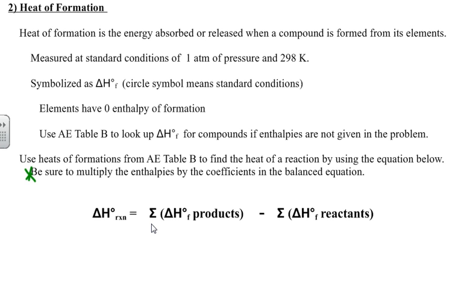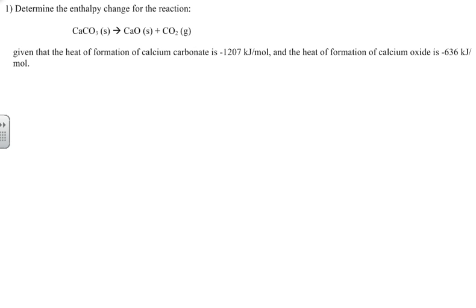Right. So I think the best way at this point to get this started is to jump into a couple of problems. This first problem says to determine the enthalpy change for the following reaction. We have calcium carbonate decomposing into calcium oxide and carbon dioxide. It says given that the heat of formation of calcium carbonate is negative 1,207 kilojoules per mole, and the heat of formation of calcium oxide is negative 636 kilojoules per mole.